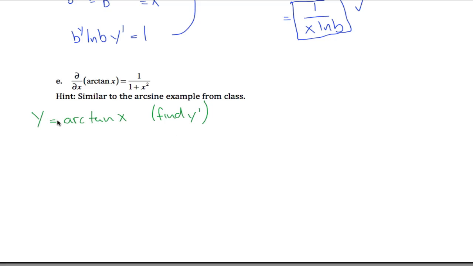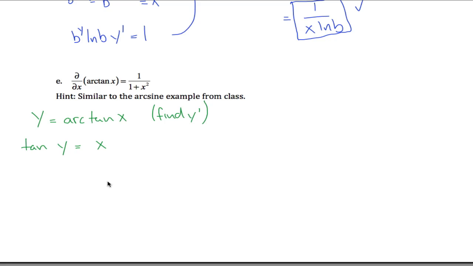Problem is, you can't take the derivative of both sides because we don't know the derivative of arctangent of x. Like, yeah, we do. It's this right here. Well, right, but that's what we're trying to prove. We can't use what we're trying to prove. Otherwise, we're just kind of going in circles logically. So what we can do is take the tangent of both sides of the equation.